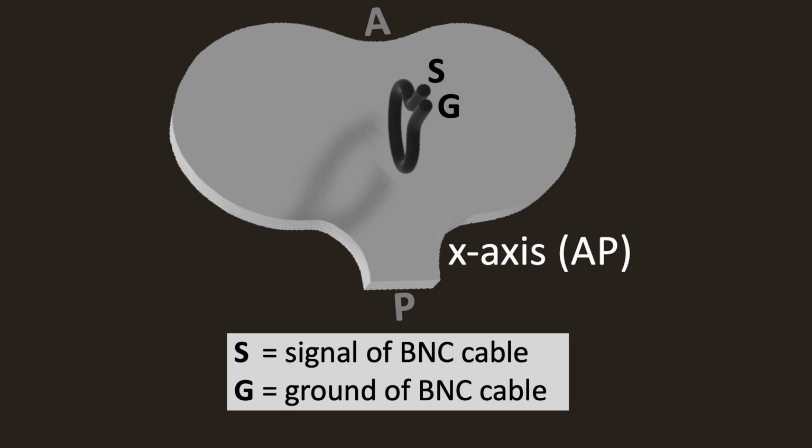Next, hold the loop probe on the stimulation surface as illustrated and make sure the signal labeled part of the probe is oriented towards the anterior part of the coil.